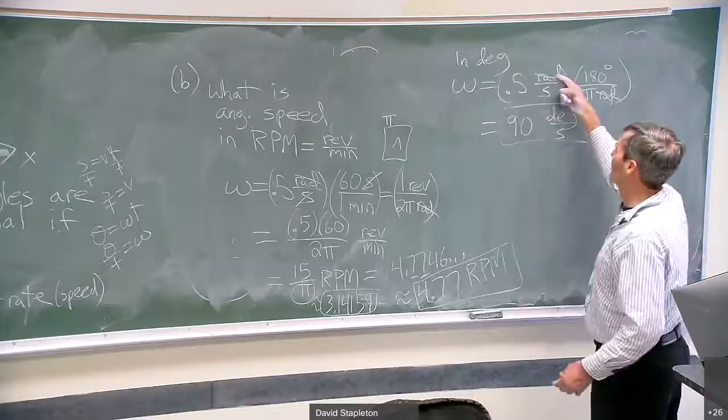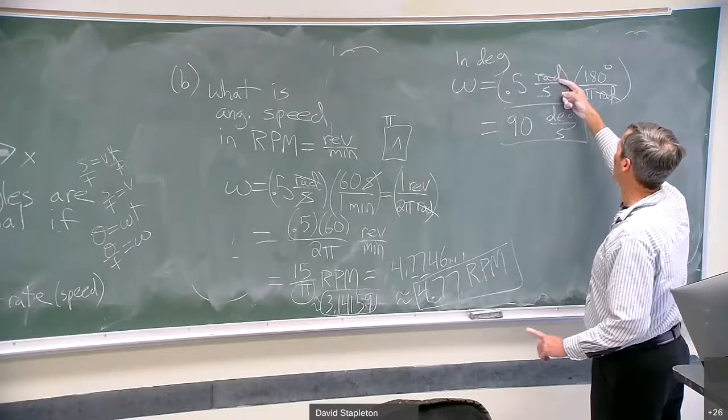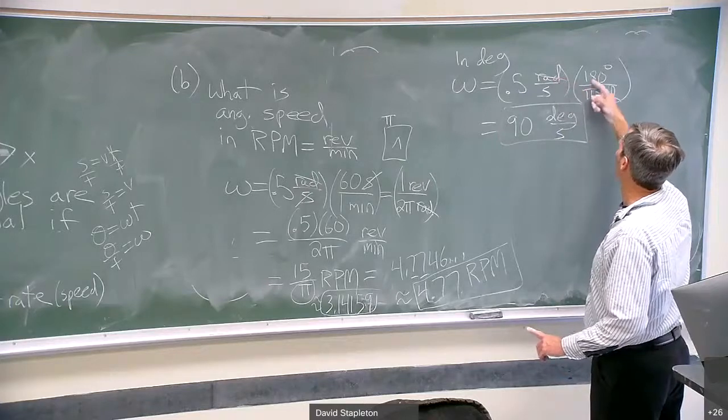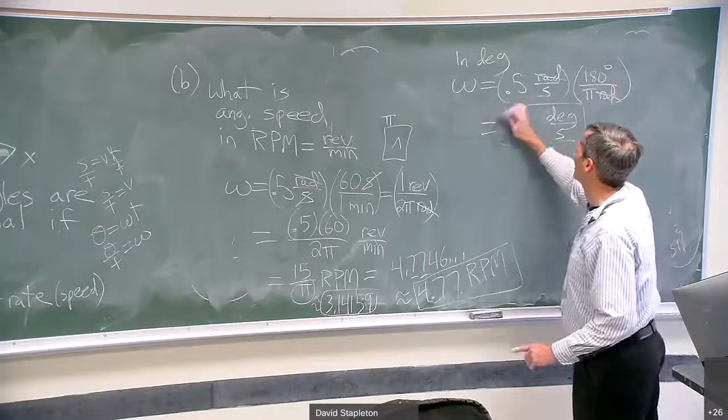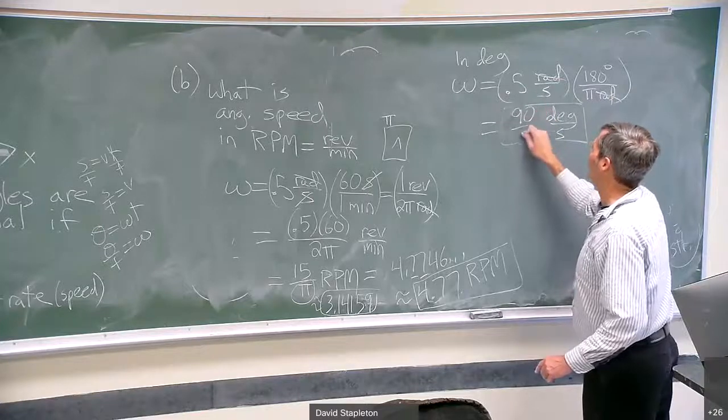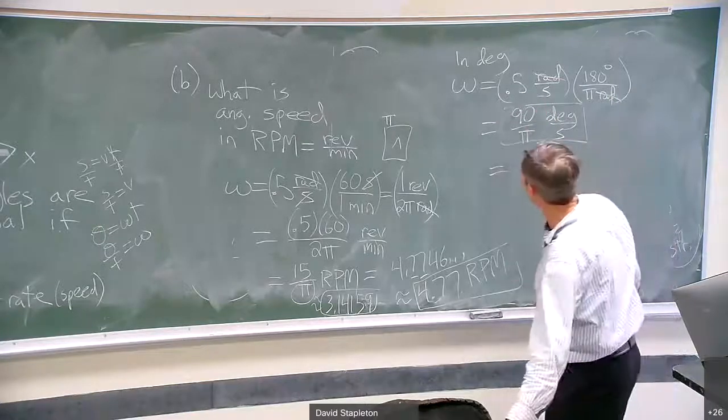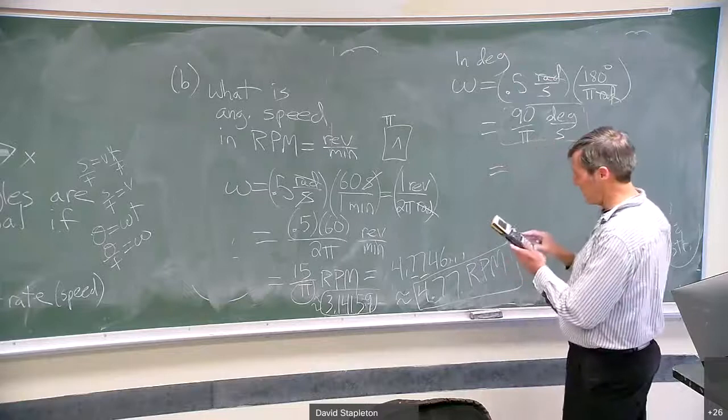After all, if it does half a radian, wait a minute. Oh, I forgot my pi, 90 over pi. Always do your sanity check, right? So 90 divided by pi, same thing.